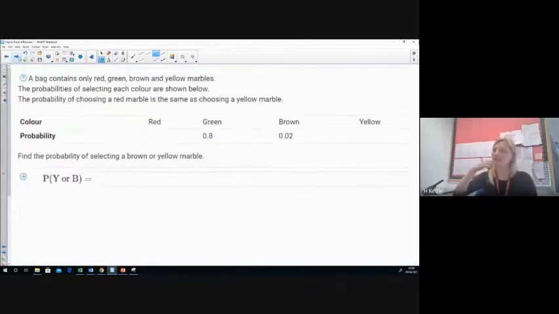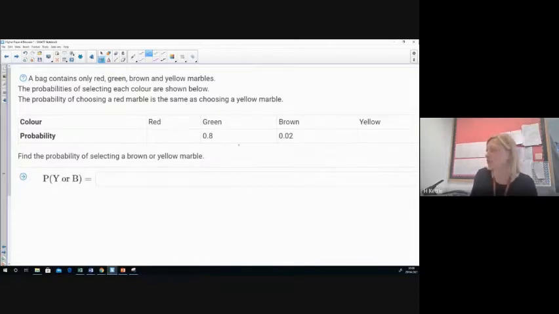A bag contains red, green, brown, and yellow marbles. The probabilities of selecting each colour are shown below. Now, we know that probability adds up to 1. So we're going to add up what we've got so far and take it away from 1 to work out what's left. We don't know the probability of red, we don't know the probability of yellow, but it says that the probability of choosing a red marble is the same as choosing a yellow marble.